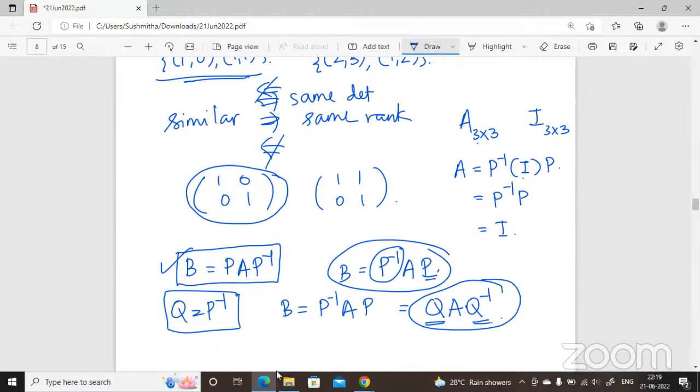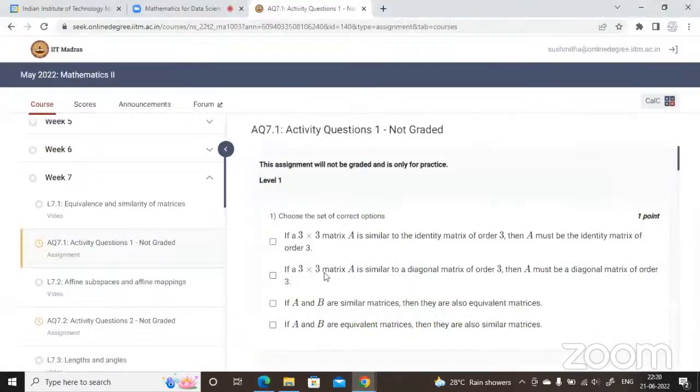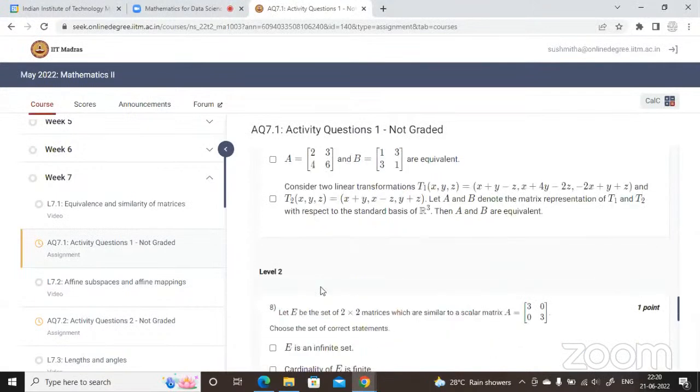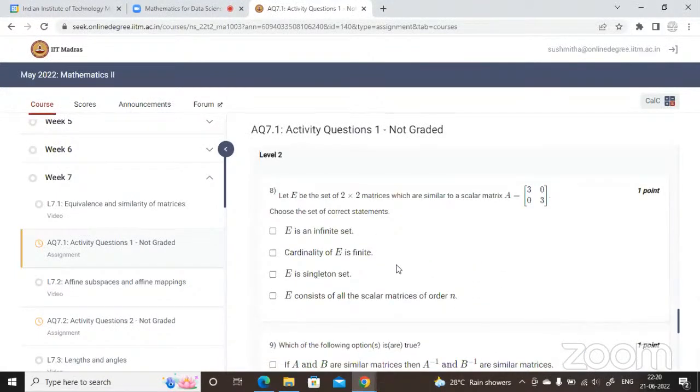Ma'am, on the same 7.1, can you go to question 8, please? One of the options is that E is a singleton set, and in fact that is true in this case. How do I determine that? This is exactly the same as 7.1 question 1 option 1, but instead of the identity matrix, it's 3 times the identity. It's a scalar matrix.